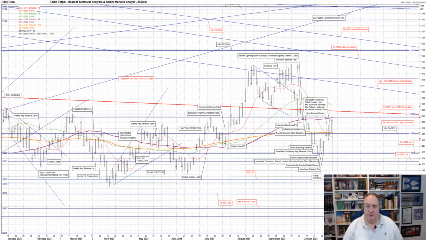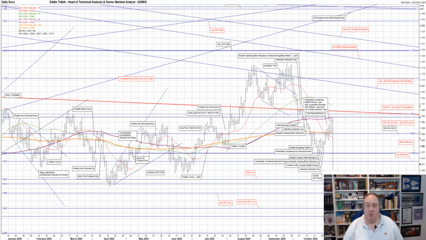I'll now deal with the technical events of last night and their impact on some of the major markets. In Eurodollar, so far today, we have an apparent possible massive immediate countering daily key reversal down. We are set up for a possible weekly key reversal down this week as well. Also a possible daily bearish engulfing pattern today, if only just on this latter one.